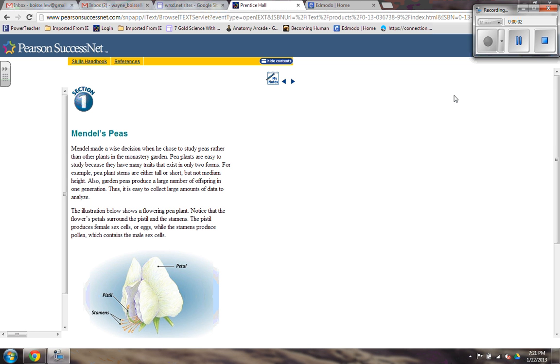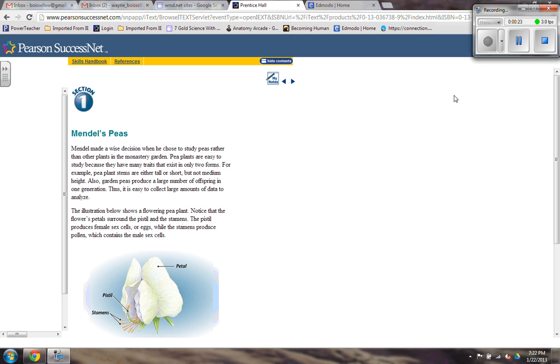All right, we just turned the page to a new section with a new heading called Mendel's peas. Mendel made a wise decision when he chose to study peas rather than other plants in the monastery garden. Pea plants are easy to study because they have many traits that exist in only two forms.